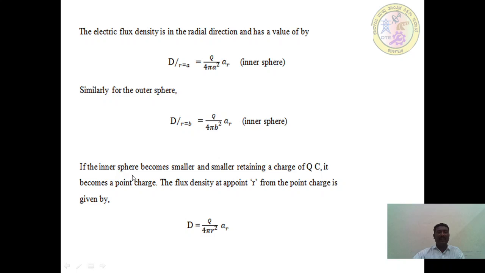See that if the inner sphere becomes smaller and smaller, retaining the charge of Q coulombs, it becomes a point charge. The flux density at a point r from the point charge is given by D is equal to Q divided by 4 pi r square into a_r. This is the basic definition of the electric flux density due to a single charge.